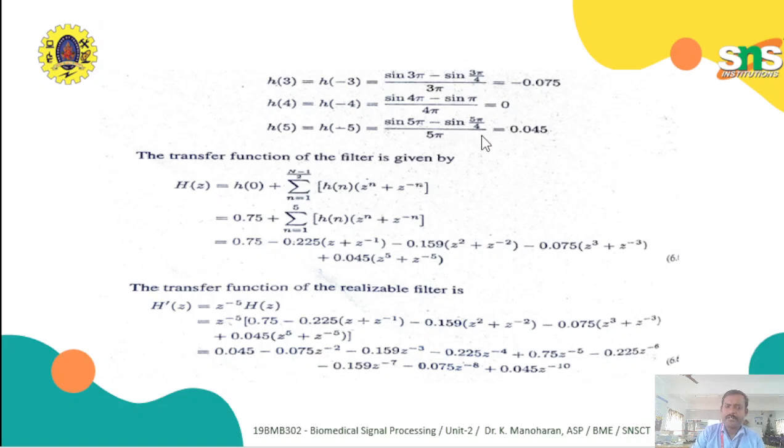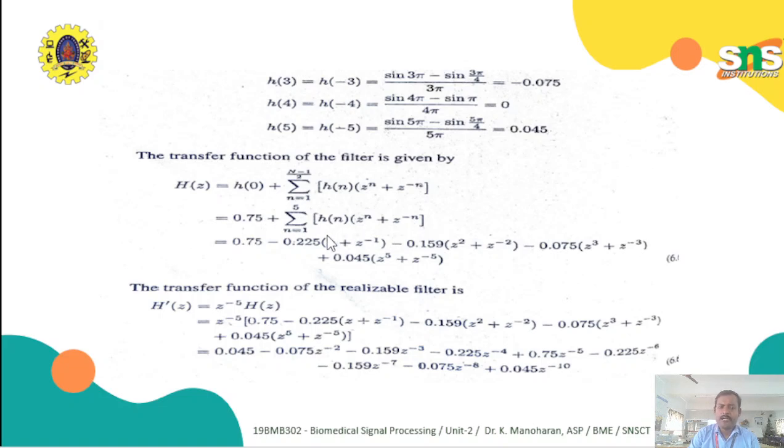Once we compute these, we can go for the filter transfer function. The filter we actually computed is not realizable, so we need to make it realizable. First we write the transfer function. So H of z equals h of 0 plus summation of n equal to 1 to N minus 1 by 2, h of n into z power n plus z power minus n. We know h of 0, and we know the h of 1, 2, 3, 4, 5 values also. Just substitute and expand it.